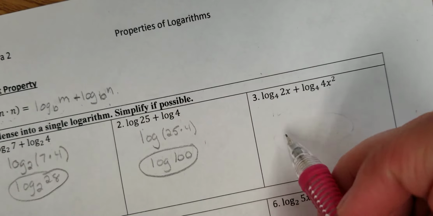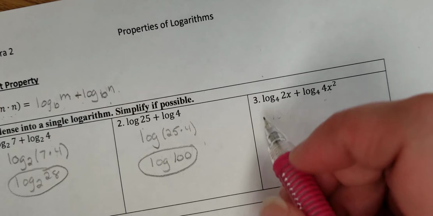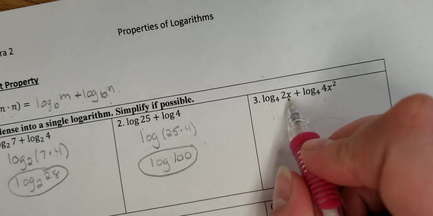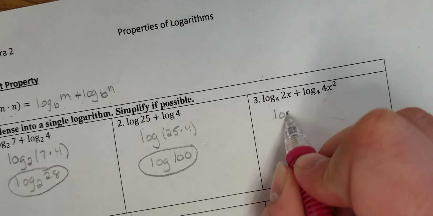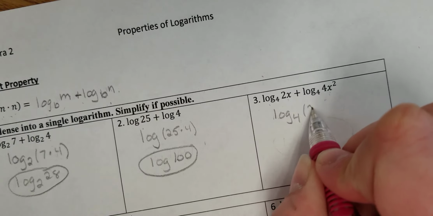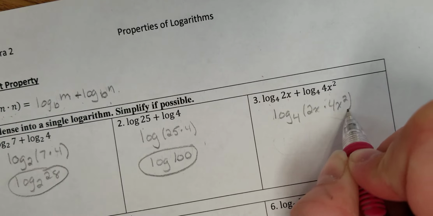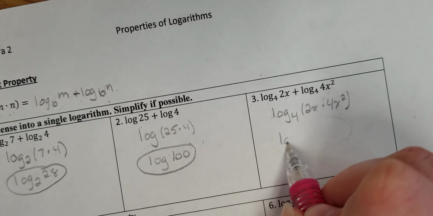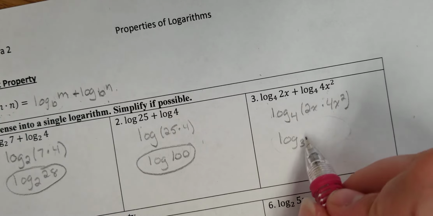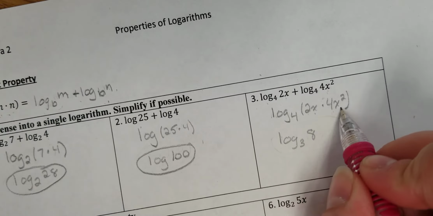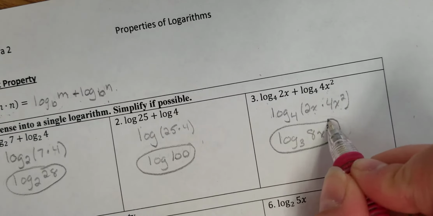So for this one, we have some variables involved, and we have to remember our rules of exponents. So we have log base 4 of 2x plus log base 4 of 4x squared. So we have log base 4 of 2x times 4x squared. So we just write our base. Then 2 times 4 is 8, so we have 8. Then x times x squared is x cubed. So it's log base 4 of 8x cubed.